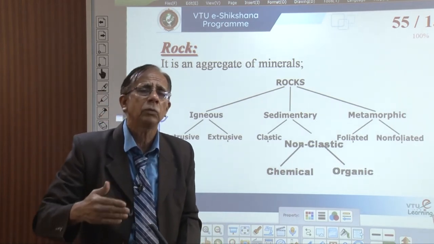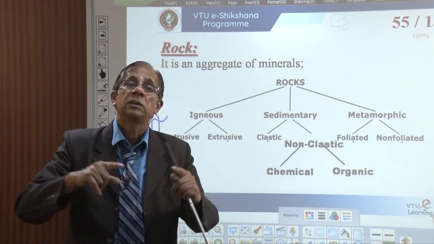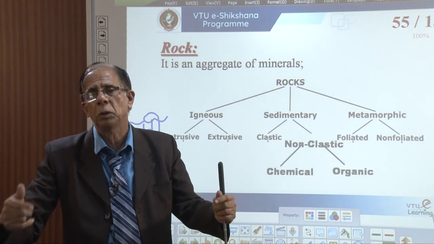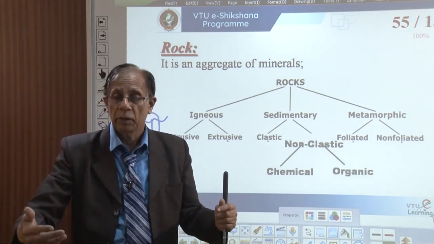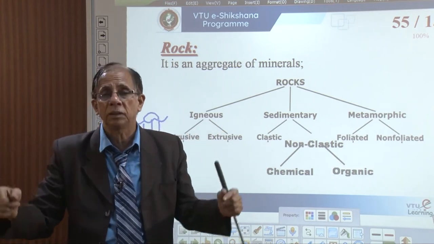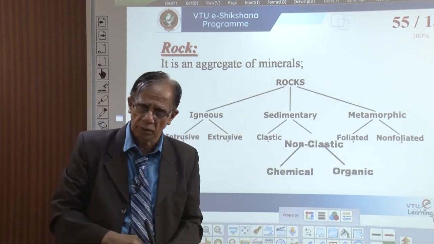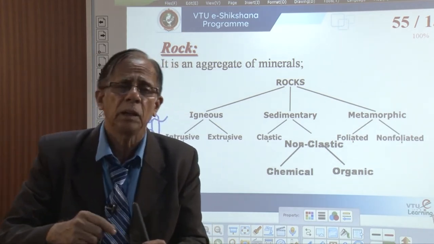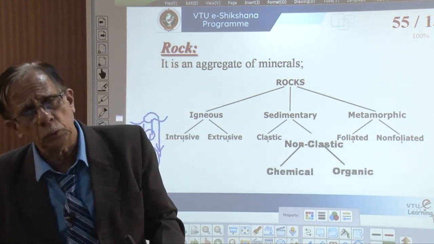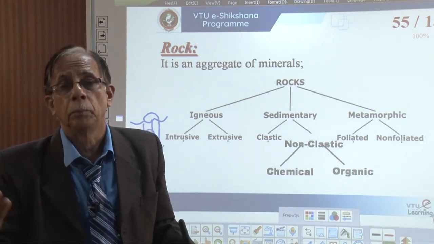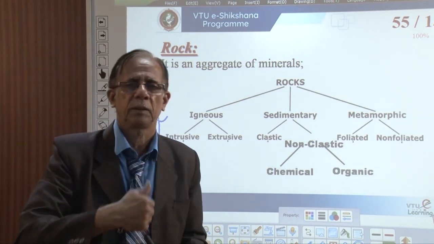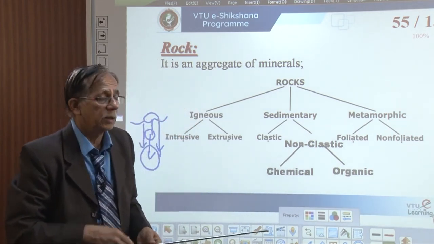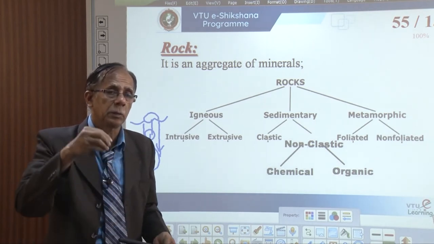There, gradually some kind of physicochemical change happens. What do you mean by physicochemical? pH or chemical composition, physical conditions like temperature, pressure, etc. They determine, they change. If that water is now brought to a new condition, the materials may get deposited. Such rocks we call chemically formed, chemically deposited, chemically precipitated.